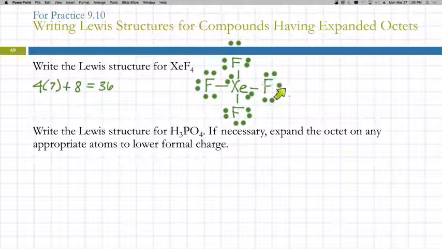Each of these fluorines has a 0 formal charge. What's the formal charge on the xenon? Came in with 8. It leaves with the lone pairs and half of the bonds. Leaves with 8, 0 formal charge. It's okay.